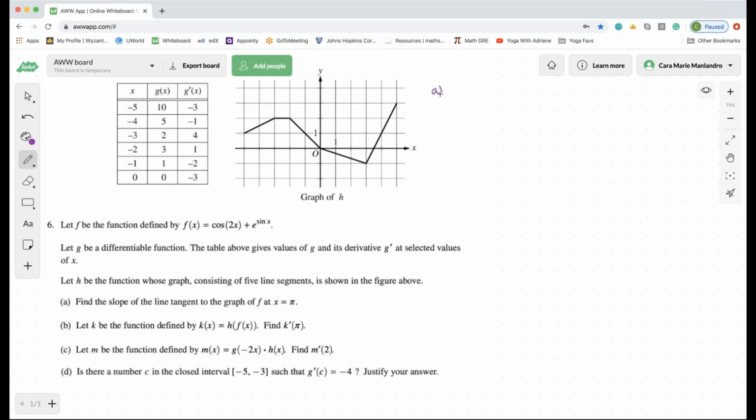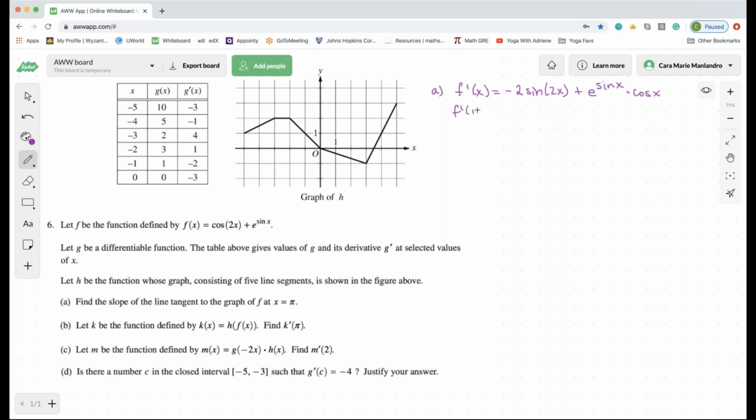For part A, I'm going to just find f prime of x. And that is -2 sine of 2x. This 2 is coming from the chain rule. Plus e to the sine of x. Remember, the derivative of e to the anything is still e to the anything, but I've got to take into account the anything and use the chain rule. So the derivative of sine is cosine. Everybody okay with that derivative?